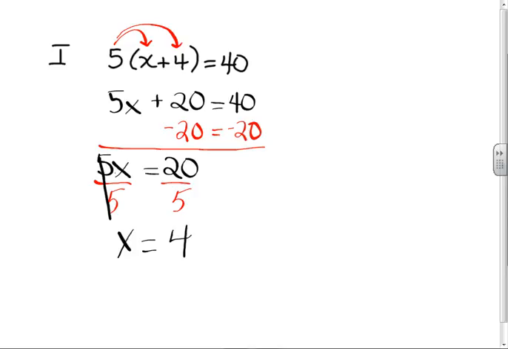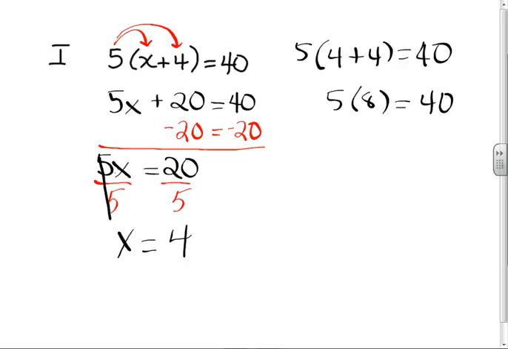And we could check. Now, this one's not bad to check. I put 4 back in here. Is 5 times 4 plus 4 equal to 40? Personally, I wouldn't distribute that. I would just add it. What's 4 and 4? 8. Is that 40? Yes. I'm going to put a little check there.